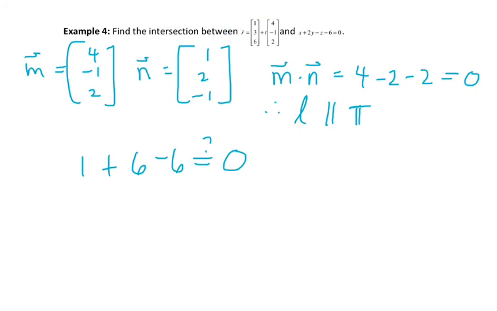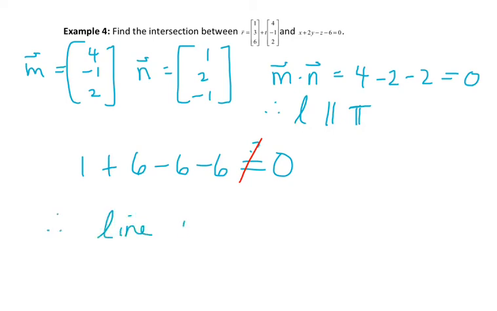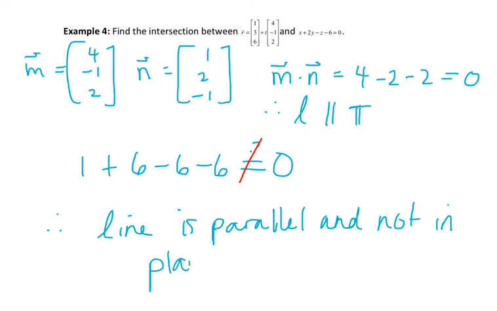Oh, I left off a 6. So when I plugged in the z, I had minus 6, and I also have minus 6. Does that equal 0? It does not equal 0. So that means that the line is parallel and not in the plane. So there is no points of intersection.